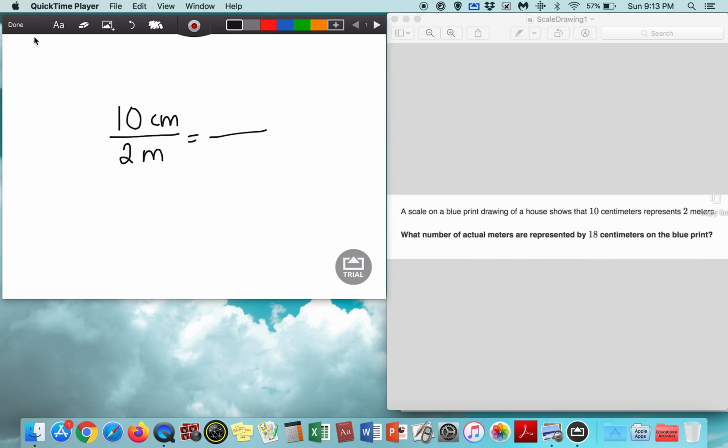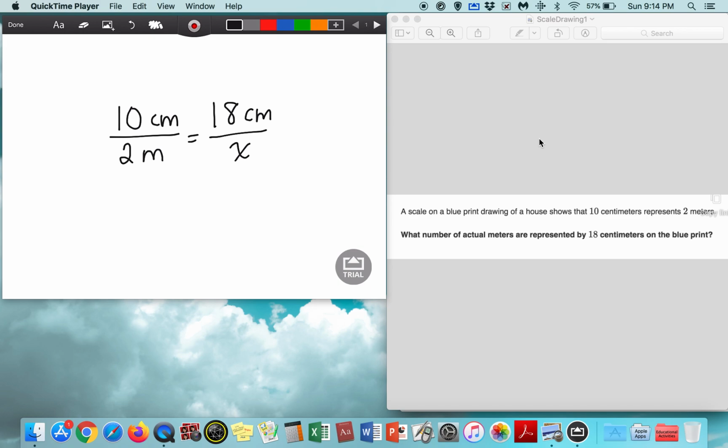And the question is either going to give me centimeters, which I would then put up here because you have to have the same thing in the top, or it's going to tell me a meter, which I would put in the bottom because you have to have the same thing in the bottom. In this question, it says what number of actual meters are represented by 18 centimeters. So the 18 centimeters is going to go up here at the top, and I'm going to put a variable in there at the bottom. And I'm going to solve this like a proportion.